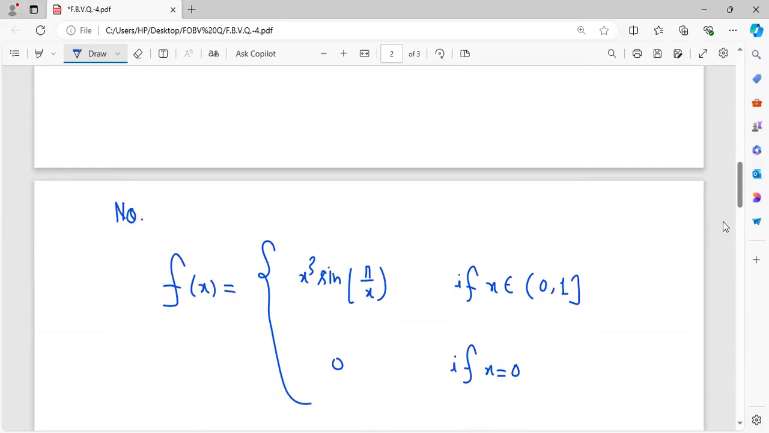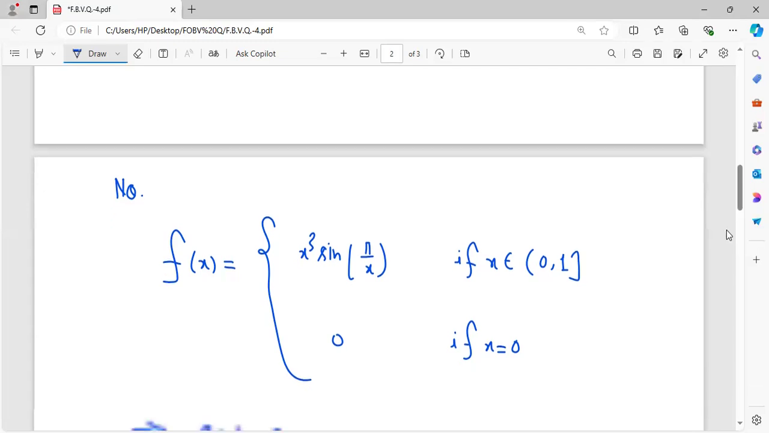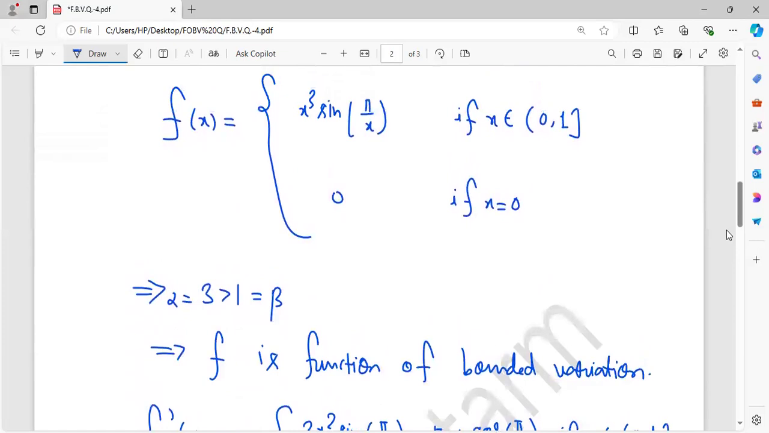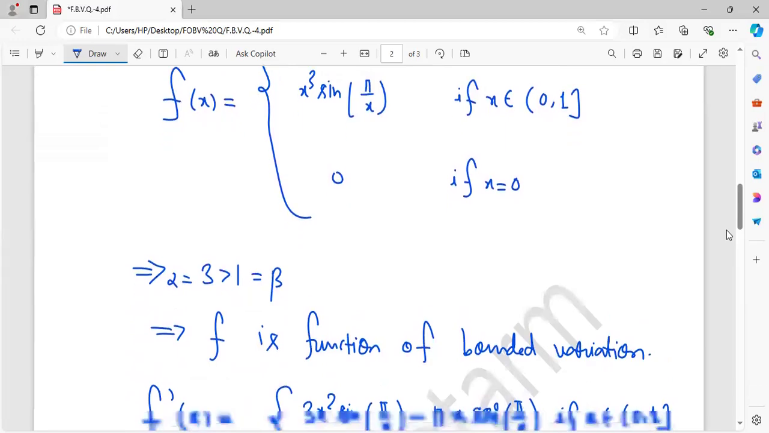f(x) is equal to x cubed sine(pi upon x) on the interval (0, 1], and 0 if x is equal to 0. So alpha is equal to 3 here and beta is 1. So alpha is greater than beta, and f is a function of bounded variation.